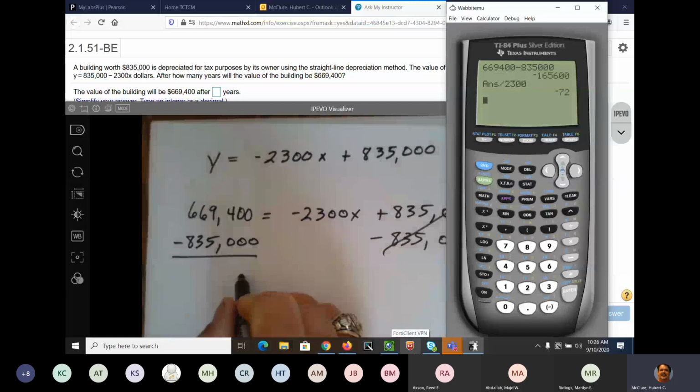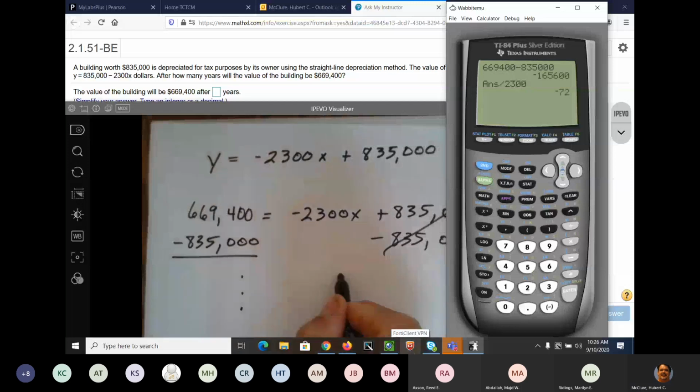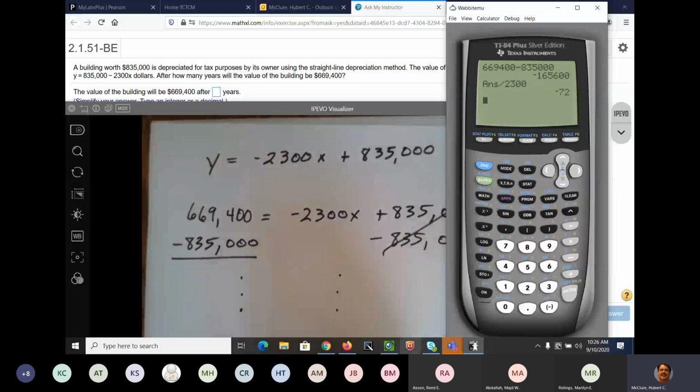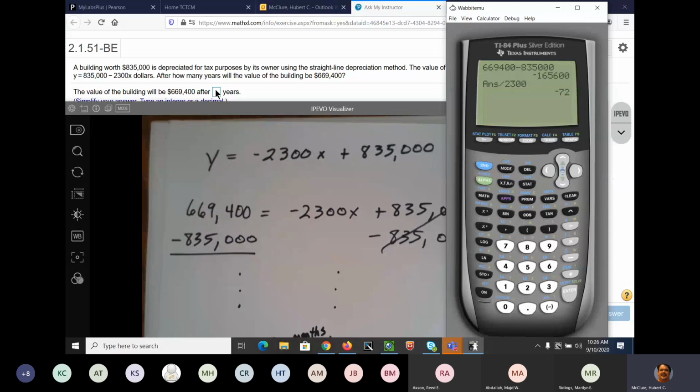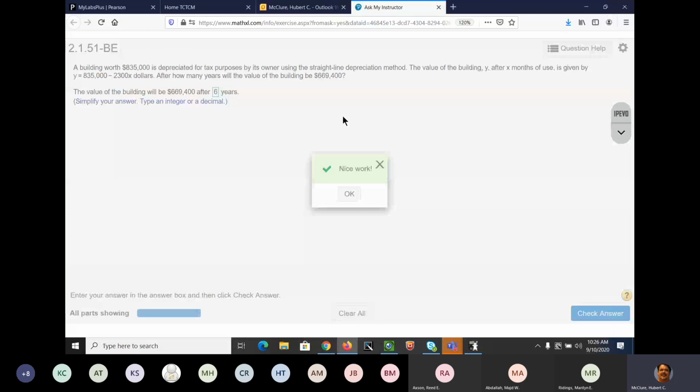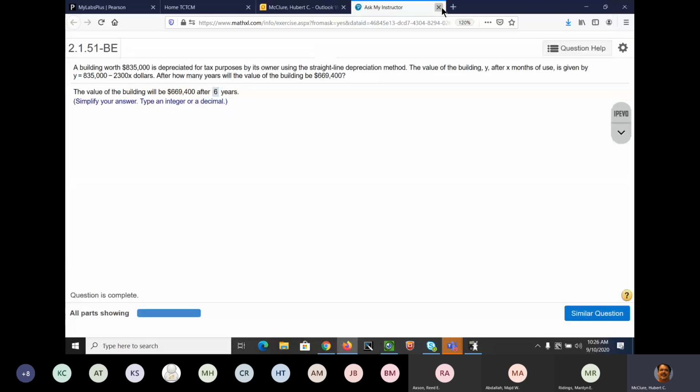So when you do the math, you get X is equal to 72. And 72 months is 6 years. So that would be 6 years. And hopefully you feel good about yourself. And that is the questions for today.